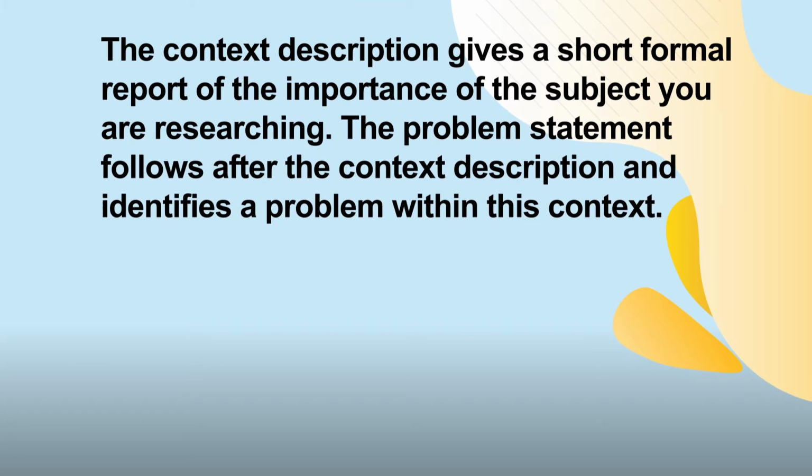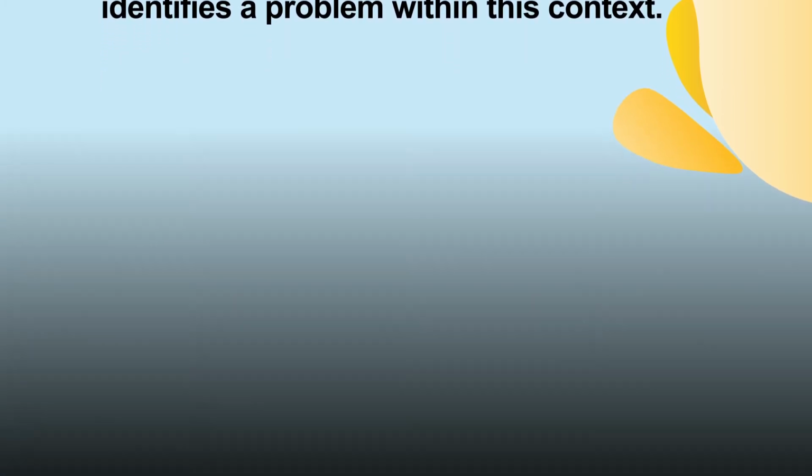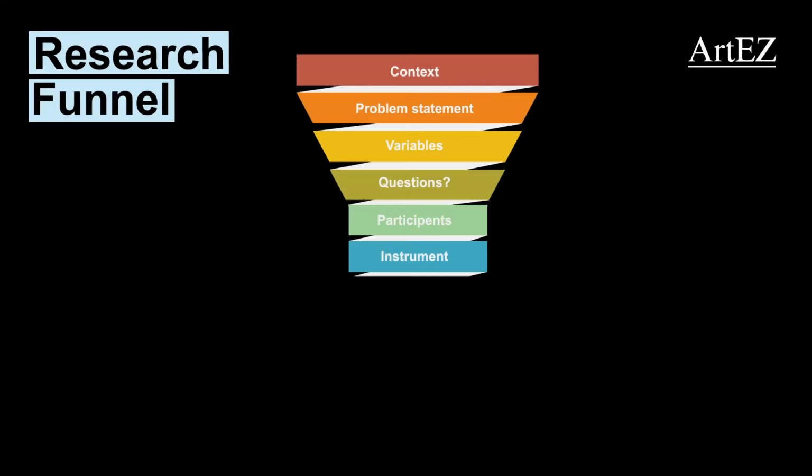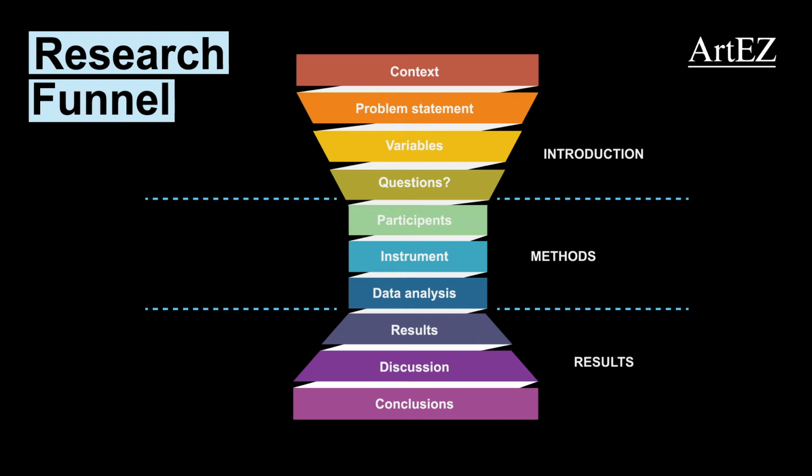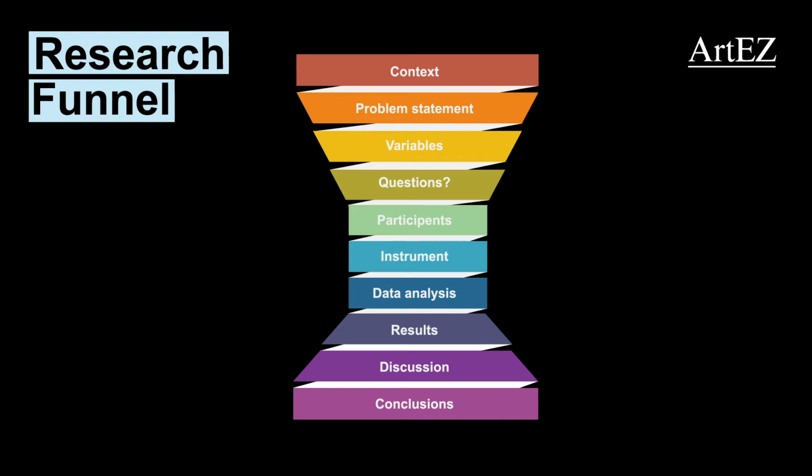Let's look at the research funnel again, and then at some examples to give you a feeling of what a context description and problem statement are all about. Here, we see the research funnel we discussed in the previous animation again. As you see, the introduction has a funnel-like shape. This symbolizes the narrowing down of the topics of the paper. If you're not set on a topic just yet, remember to check out the animations on finding and using literature.